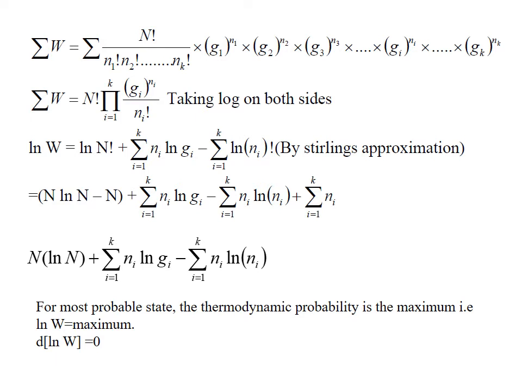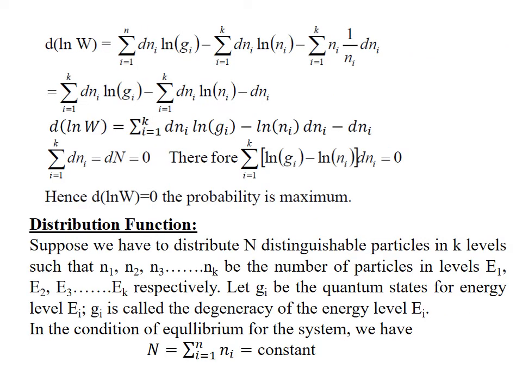So here, if the system must be under the maximum condition, if the thermodynamic probability is the maximum, then the differentiation of ln W must be equal to 0. So now we differentiate the above equation. Once the differentiation is done, the final expression is the summation over i from 1 to k of (ln gi minus ln ni) dni is equal to 0. So hence d ln W is equal to 0, then the probability is said to be maximum.